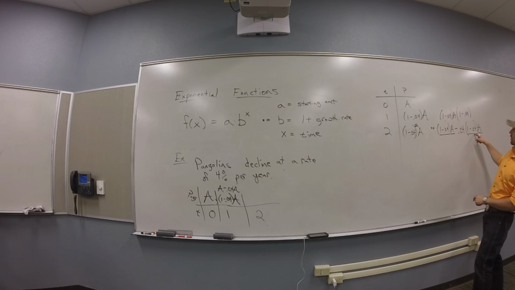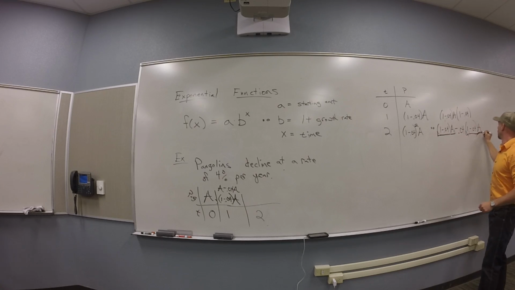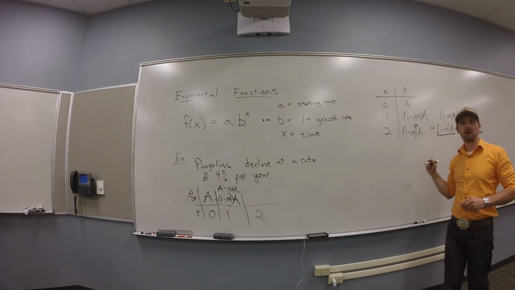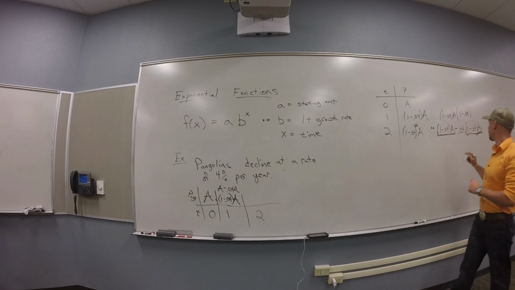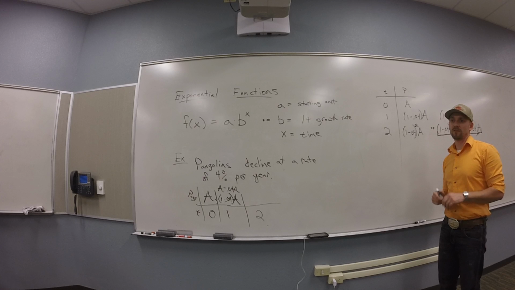Yeah, so I'm factoring this out of both pieces, and then I'm left with a 1 and a minus 0.04. Why isn't it base squared? Because I'm factoring the A's out. It's multiplied by both pieces.